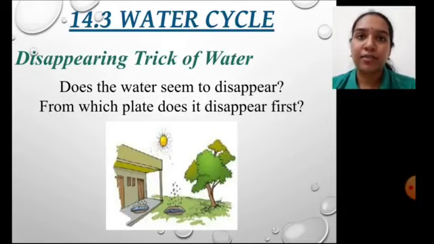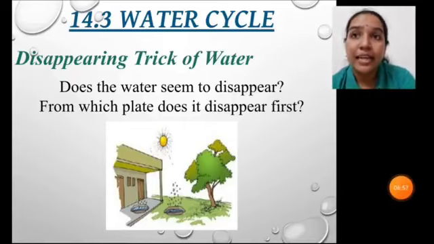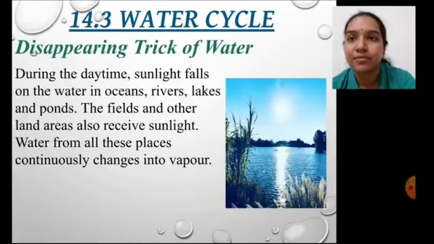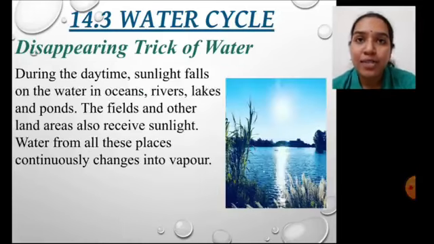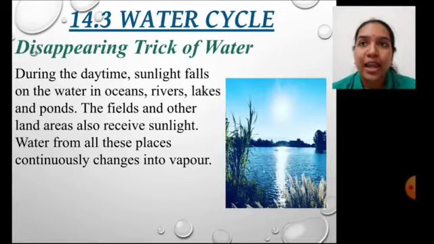What do you observe? Which plate has its water disappeared faster? As we have observed this activity in daytime with good sunlight, you can understand that sunlight falls on water or water bodies like rivers, ponds, lakes, etc. And the heat from sunlight changes the water in these places into vapor state.